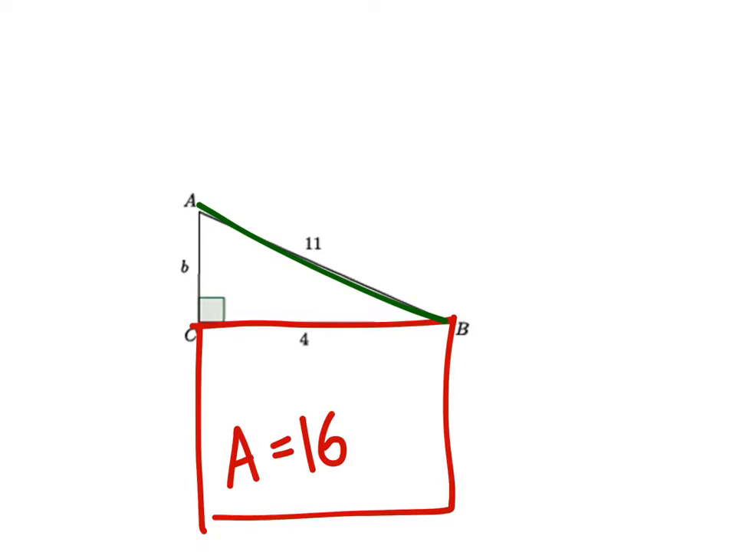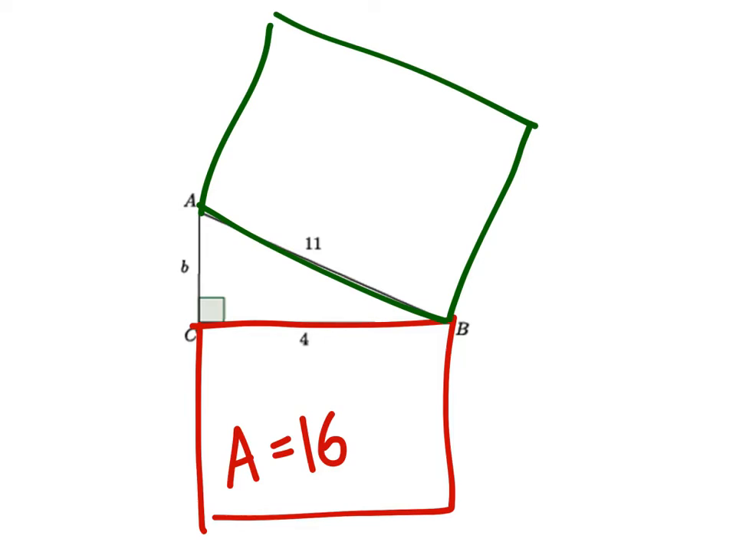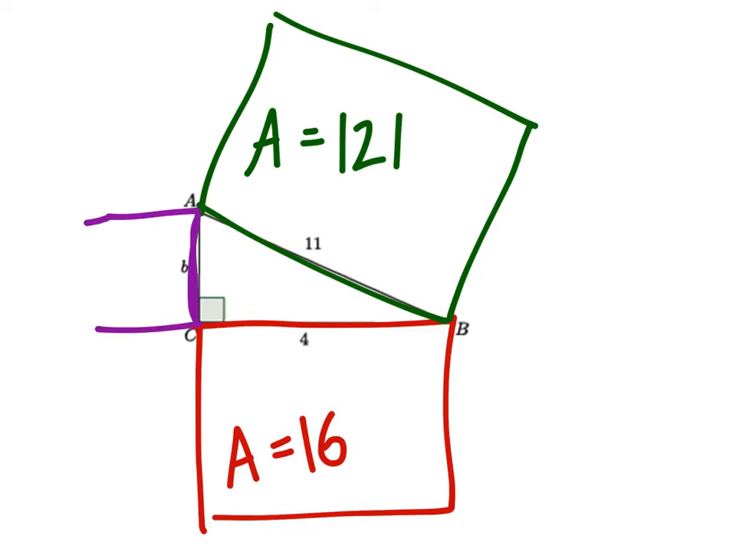But this length right here, 11, that is the length of the hypotenuse. So if we square the hypotenuse, the area would be 11 times 11, which is 121 square units. What we want to find is the length of this leg, which is b. So we're going to turn it into a square.